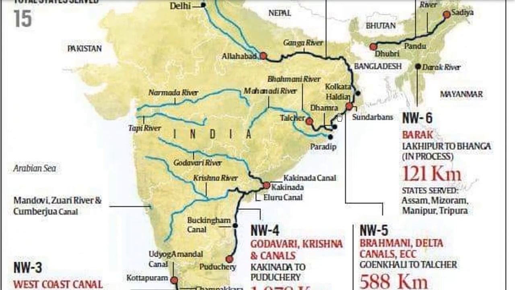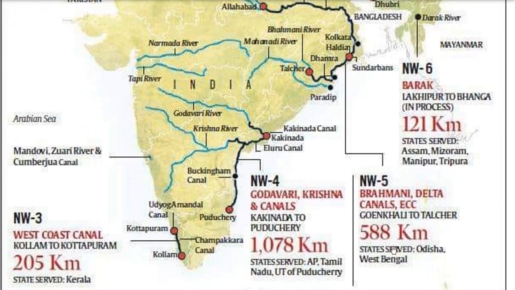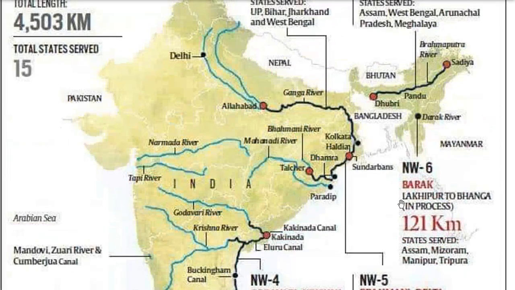Then the fifth one here is from Goenkhali to the Talcher. So this is Talcher and this is Goenkhali. So this is the 588 kilometer of stretch. The states being served are Odisha, West Bengal. It is on the Brahmani Delta canals, these from Goenkhali to Talcher.